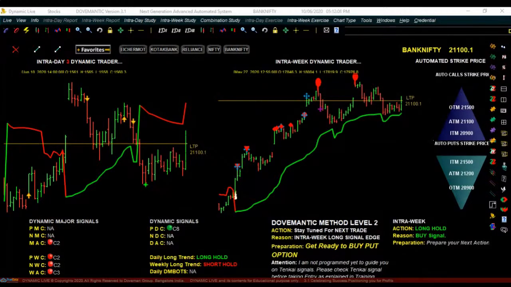So the right way to deal with this is to follow some discipline, and we call this discipline money management. Now, how to do money management? First, decide what is your capital. Whatever is your capital, utilize only 10% of your capital per trade.